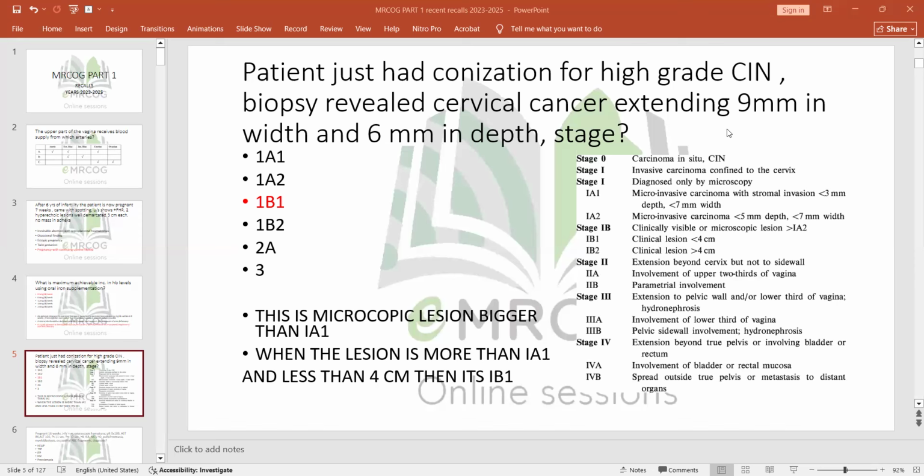From 3 to 5, I am in A, stage 1A, 3 to 5 in depth. When I'm more than 5 in depth, but less than 4 centimeters, this is 1B1. More than 4, 1B2. So they brought you a very tricky one, I'll be honest. Why? Because they are looking for a microscopic invasion. This is microscopic invasion. This is not clinically visible, but still bigger than 1A2. Okay, so this is like something between this and this.